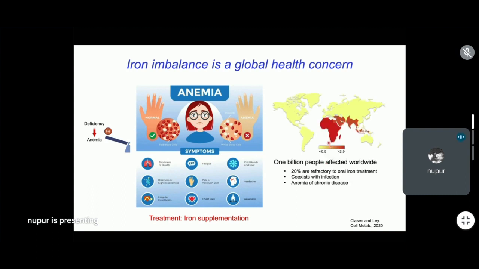This is the global distribution of anemia. More than 1 billion people are affected worldwide. And as you can see, this is the place where we belong: India, Bangladesh, and the surrounding parts, and most of Africa are affected by this. Of all the anemias, the majority are nutritional. If you don't have enough iron in the diet, eventually humans will be anemic.